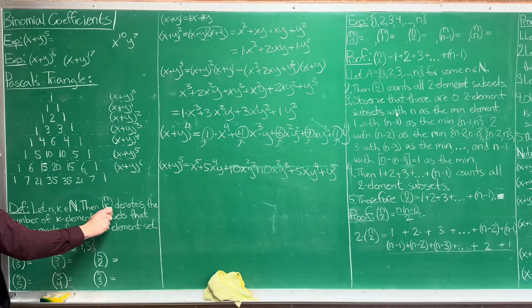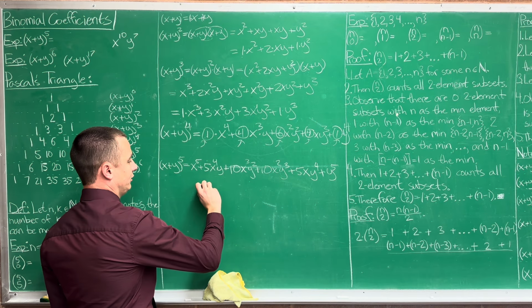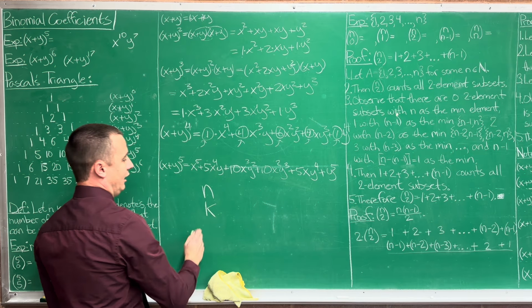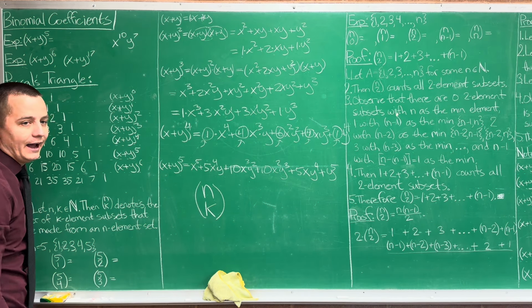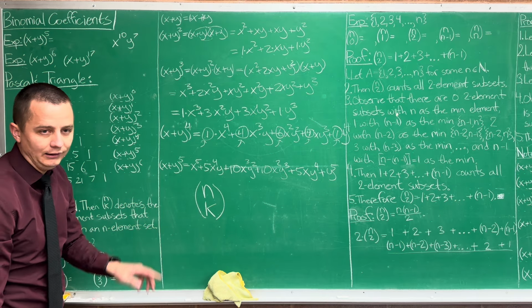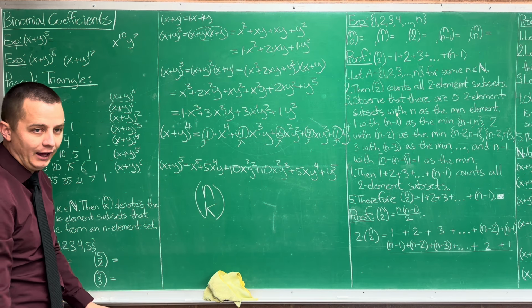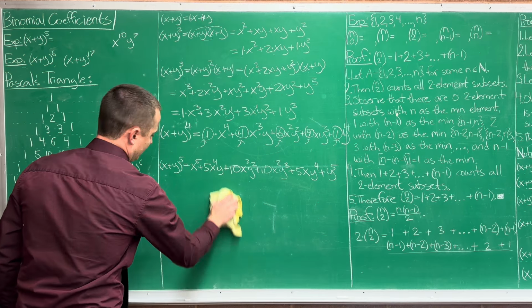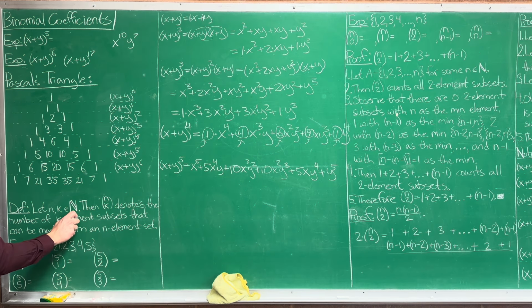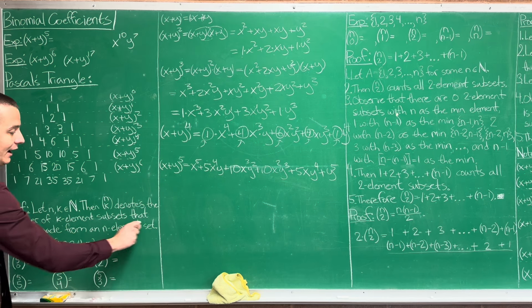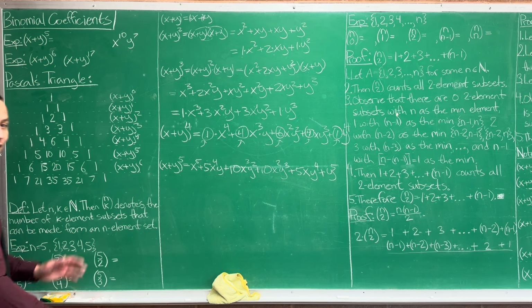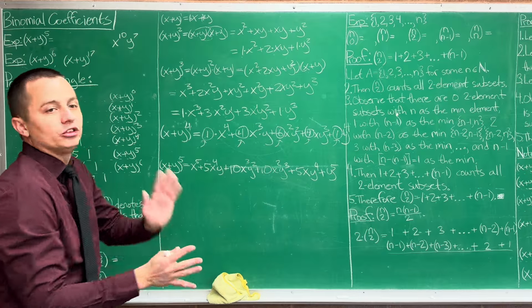Okay, so then we have this new notation. Write it big once. You do an n over a k, and then you put it in parentheses. And we read that as n choose k. N choose k, as in you're making a choice. So let n and k be natural numbers. Then n choose k denotes the number of k element subsets that can be made from an n element set. If I have n options, how many ways can I choose k of them?